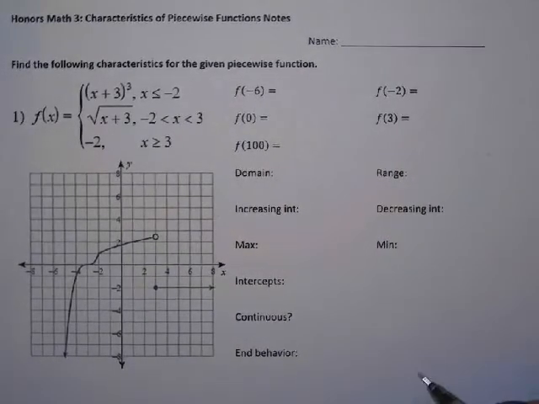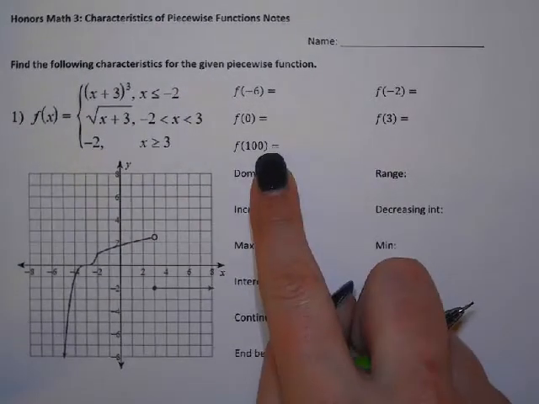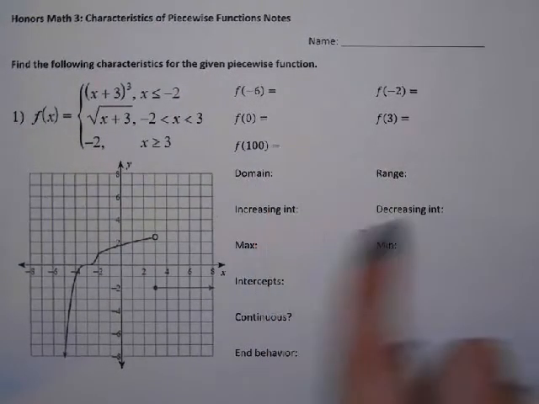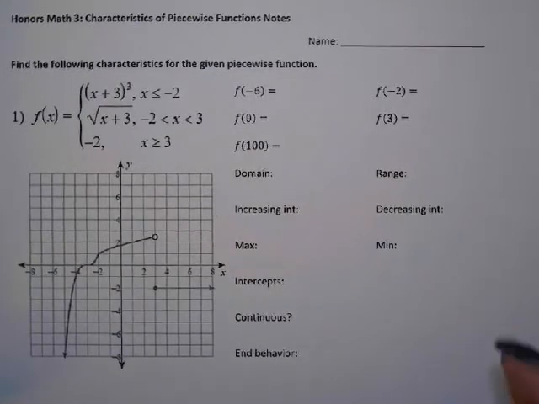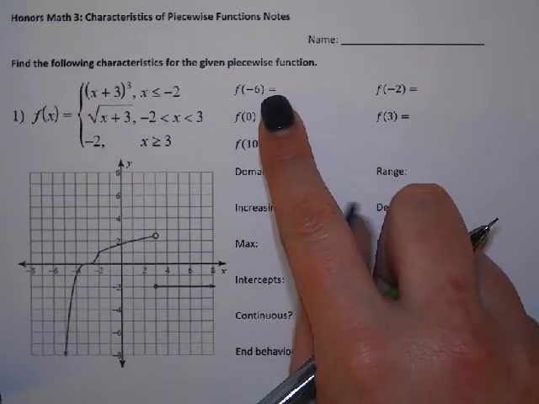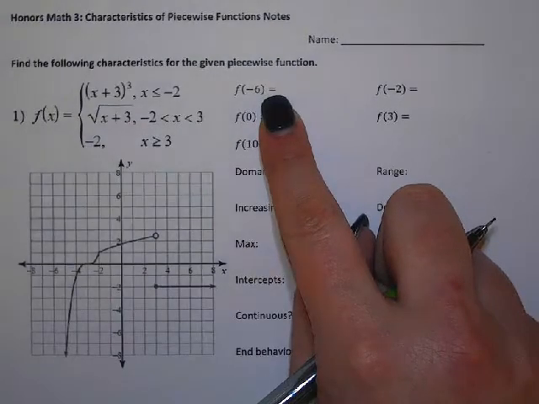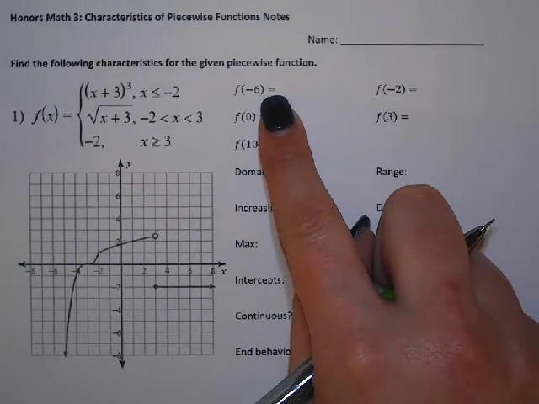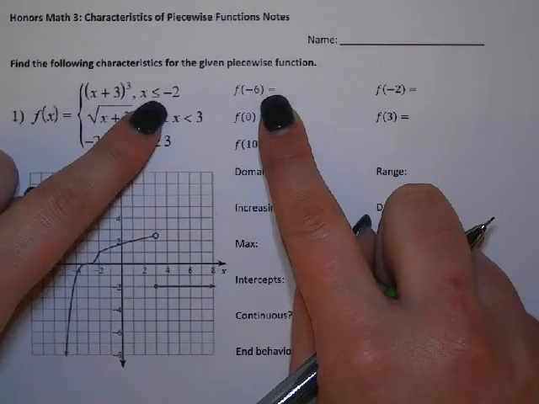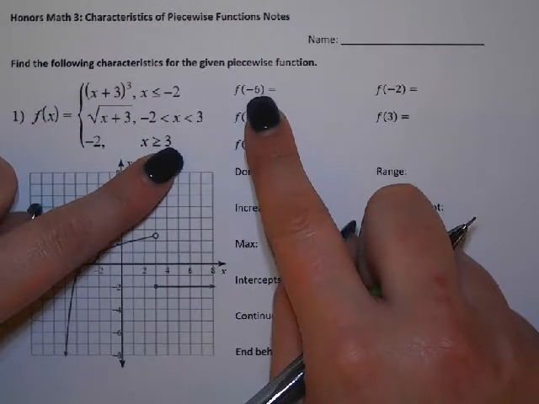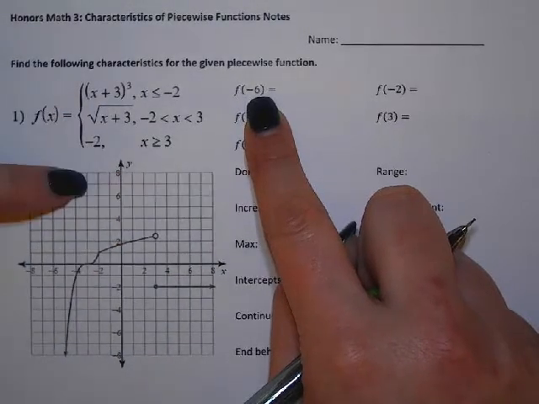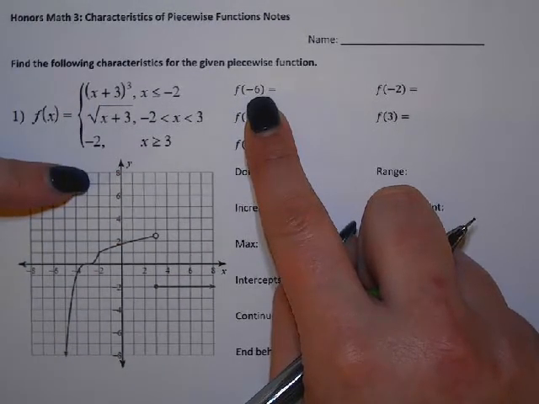All right, now that we know how to graph piecewise functions, we're going to look at how to evaluate piecewise functions and then also how to find the different characteristics for them. So first, if we're evaluating piecewise functions, we have to be really careful because they have different pieces, and each of the different pieces have specific x values that you're allowed to use. And so when you plug in a number for x, you don't plug it into all three. You have to plug it into one of them.